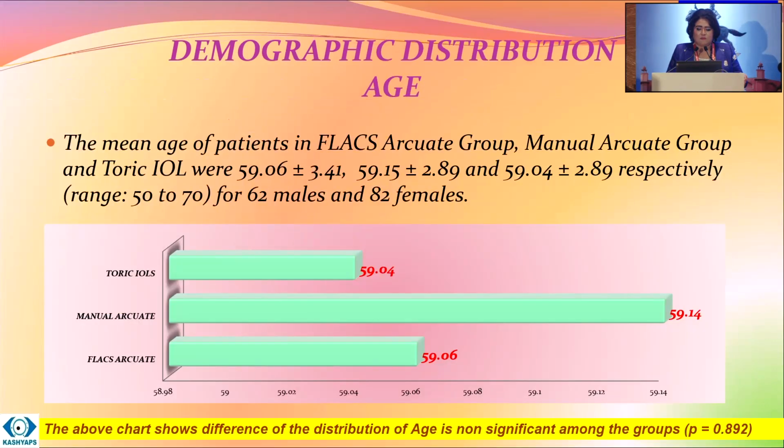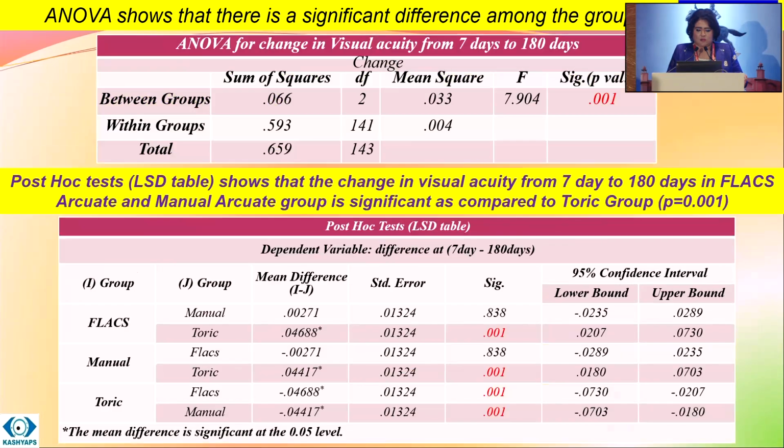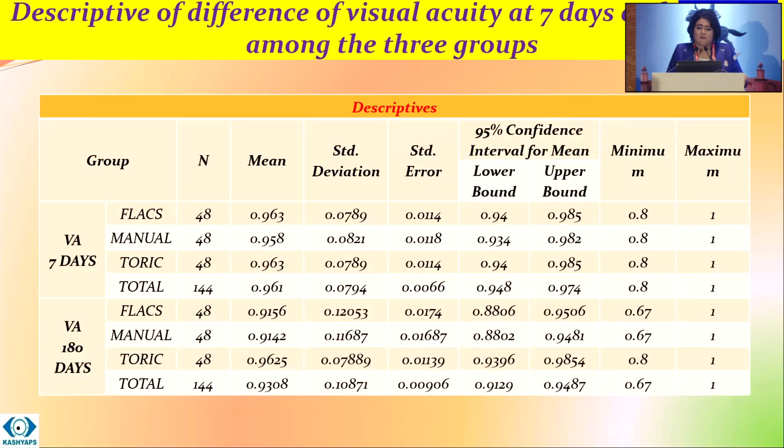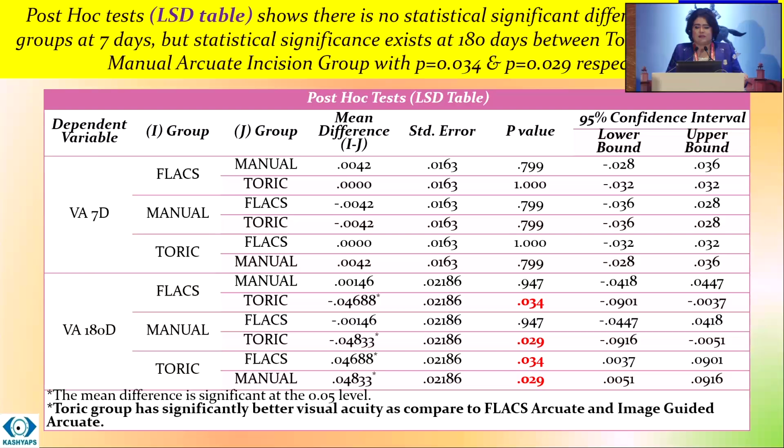The gender and the age distribution among the 3 groups were comparable, and ANOVA was applied to see change in visual acuity from 7 to 180 days, and it was found significant among the 3 groups. And LSD post hoc test showed that change was significantly more in flex arcuate and manual arcuate group as compared to the toric group. This is the descriptive of difference of visual acuity at 7 and 180 days, and ANOVA applied shows significance at 180 days. Post hoc test LSD table showed that significance exists at 180 days between toric and flex manual arcuate incision, and manual arcuate incision, and the toric group was significantly better.